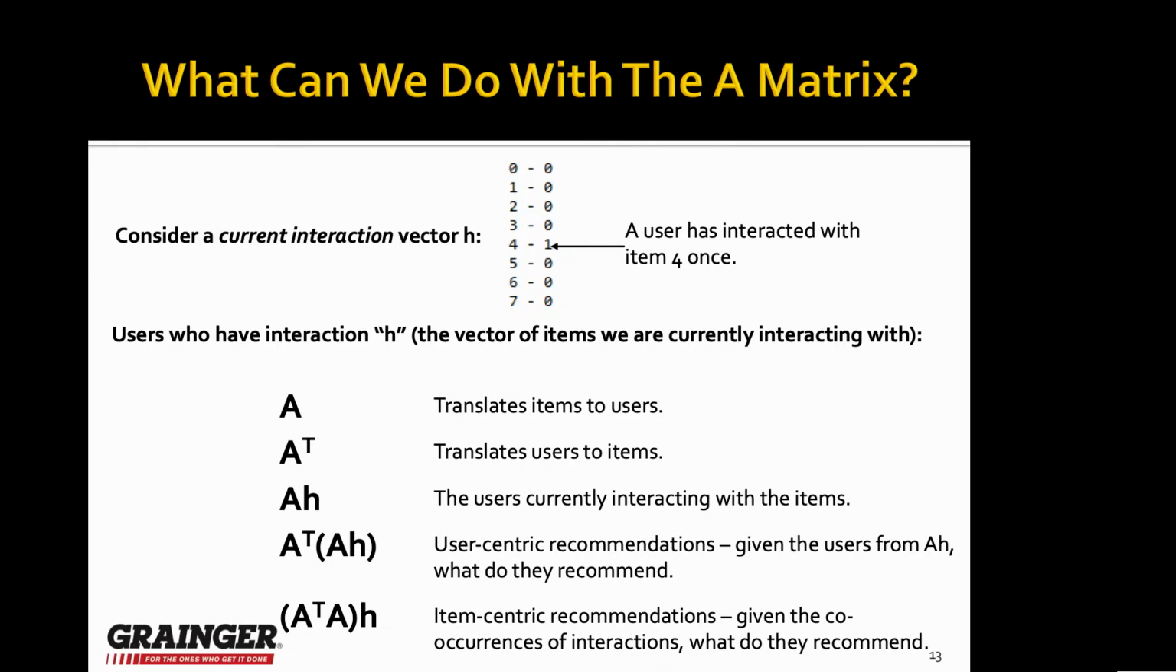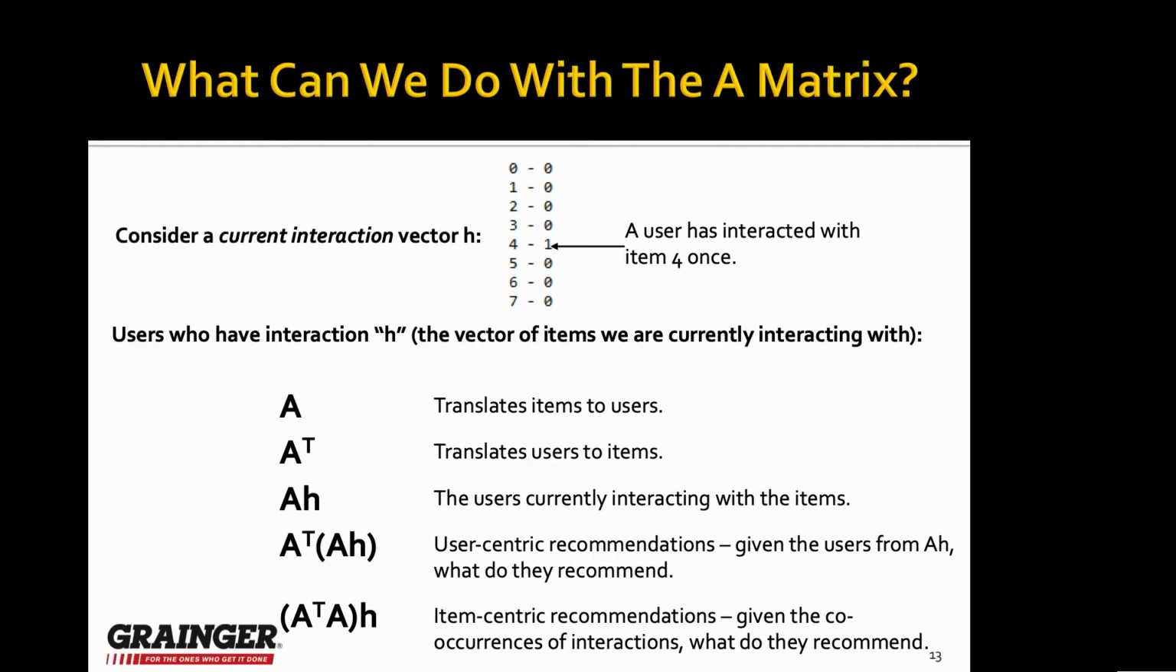Here's another one. They call it H, which is the current interaction matrix. Now, why do they call that H? Basically, if I'm on a website and I've interacted with product number 4 once, that's what that matrix is telling us. Again, not very complicated. Our hypothetical system has 7 or 8 different products, and somebody interacted with product number 4 once. So now we have all these interesting things we can do with these matrices.